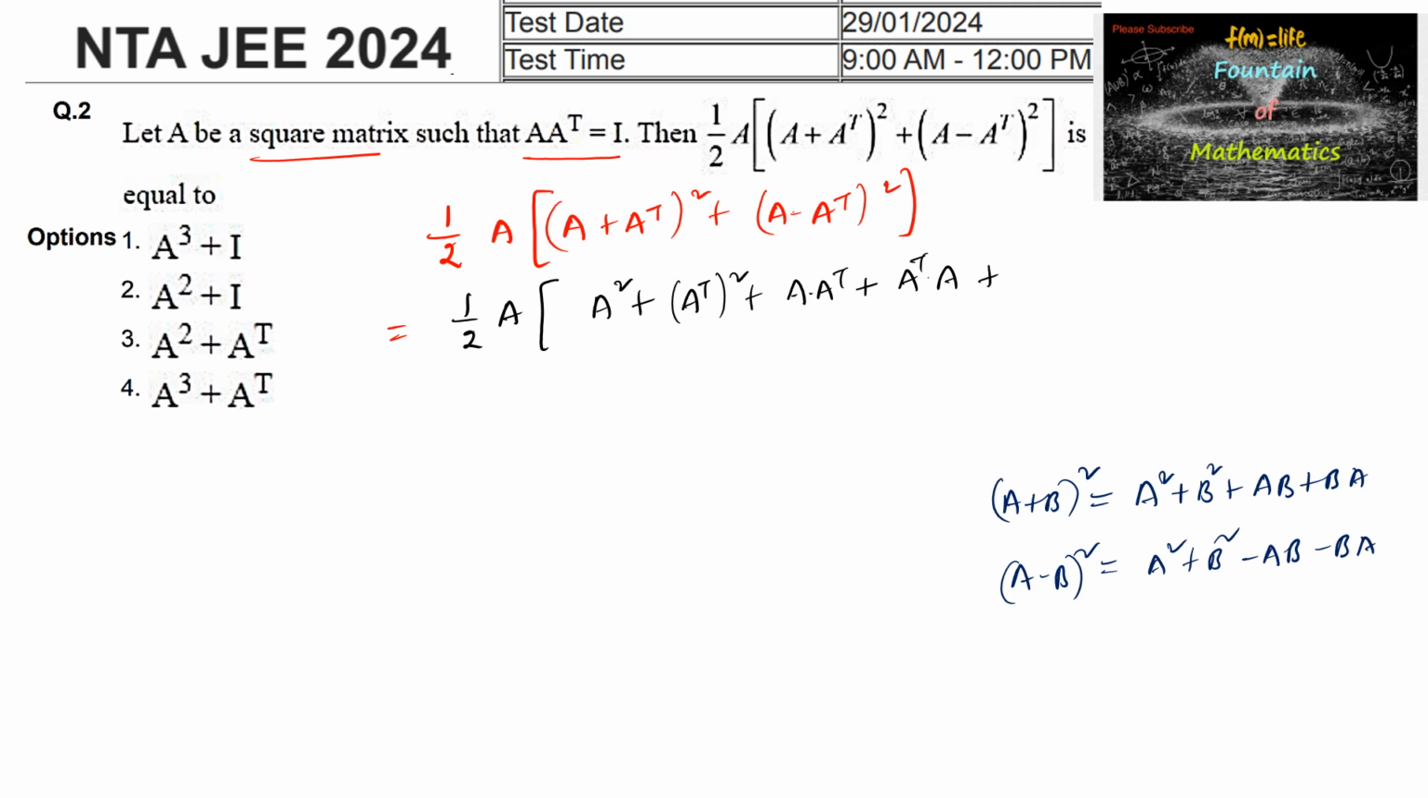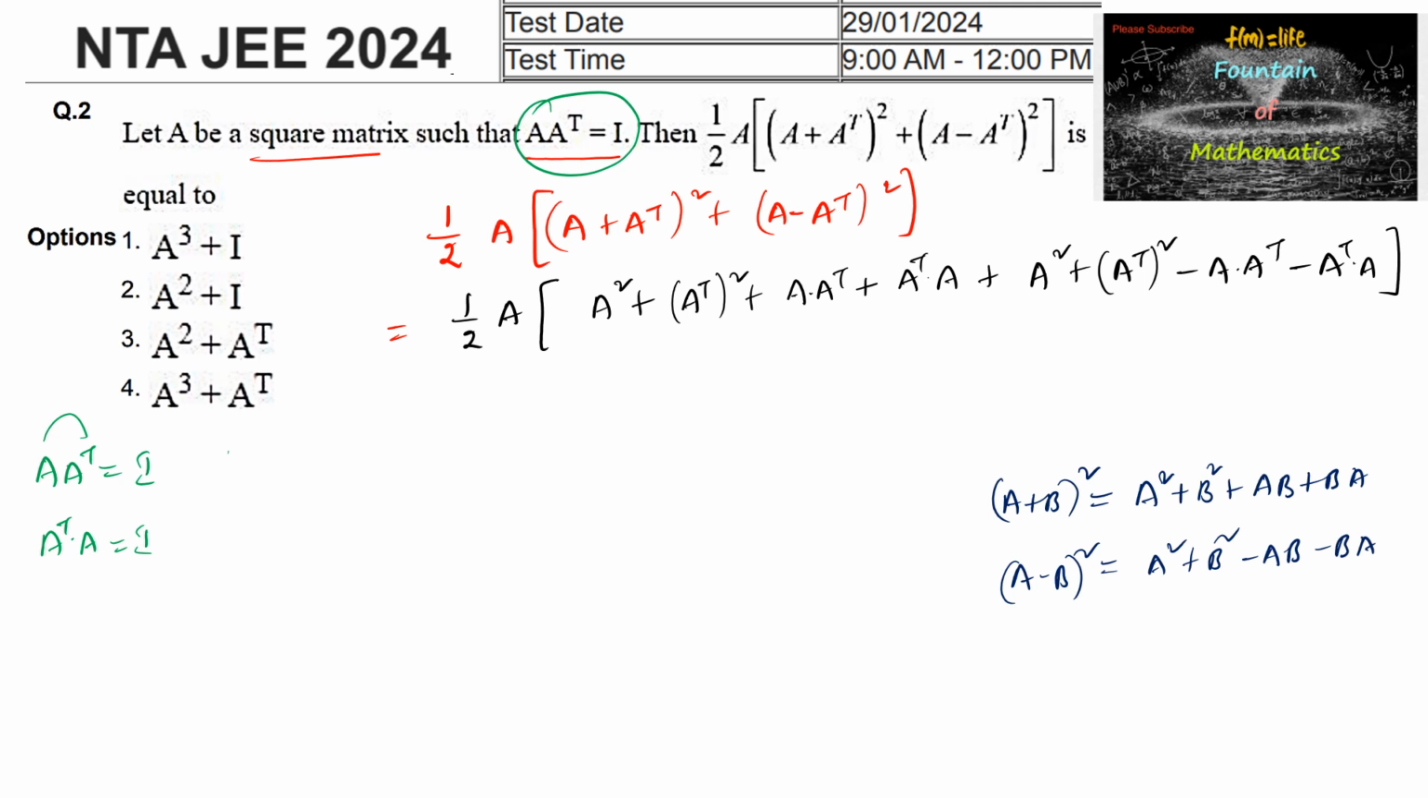So here (A minus A transpose) whole square we can write as A square plus A transpose whole square minus A into A transpose and again minus A transpose into A. And it is given A into A transpose is equal to I, which also implies that A transpose into A is also equal to I. Because when A into B is equal to the identity matrix, A and B are multiplicative inverses of each other. So A transpose into A also will give the same value.